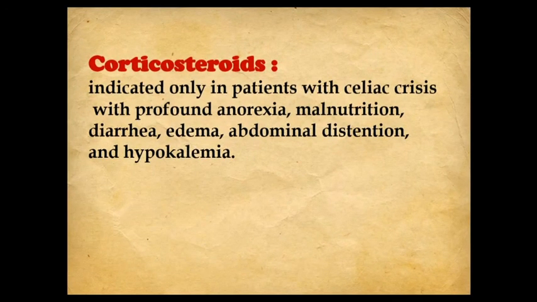We talk about the celiac crisis, and we say it is rare and is manifested by explosive diarrhea, hypotension, hypokalemia, and dehydration. So in those patients, in addition to the restriction of gluten, we may introduce corticosteroids, and this is indicated only in patients with celiac crisis with profound anorexia, malnutrition, diarrhea, edema due to hypoproteinemia, of course abdominal distension, and hypokalemia.